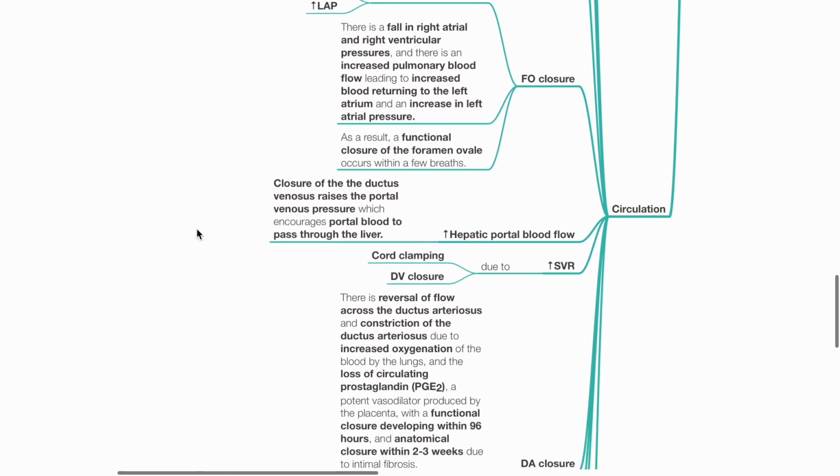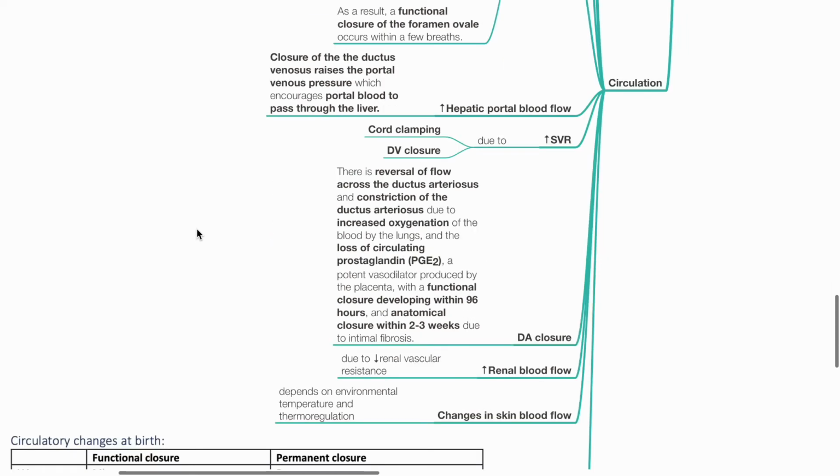Increased hepatic portal blood flow. Closure of the ductus venosus raises the portal venous pressure, which encourages portal blood to pass through the liver. Increased SVR occurs due to cord clamping and DV closure.